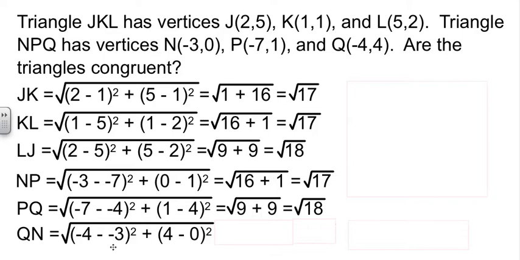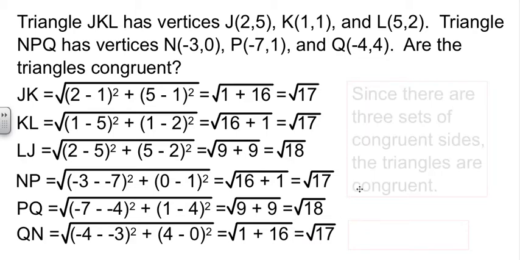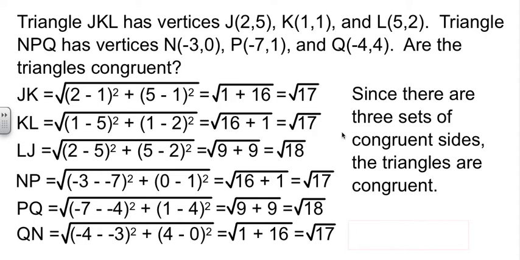So let's see if we get one. Negative 4 minus negative 3 squared and 4 minus 0 squared. 1 plus 16 gives us a square root of 17. So since we have 3 sets of congruent sides, we can say absolutely, yes, these triangles are in fact congruent. JKL is congruent to NPQ.